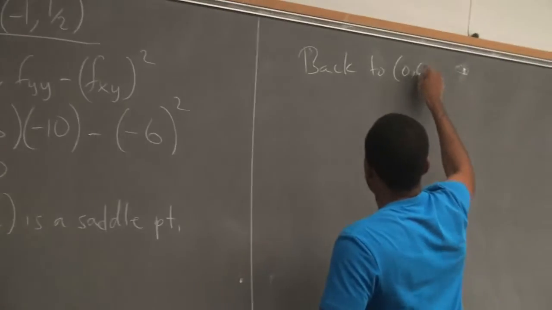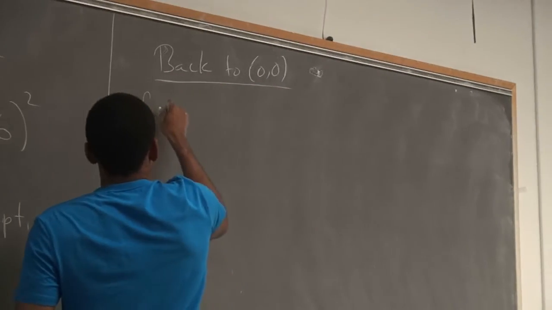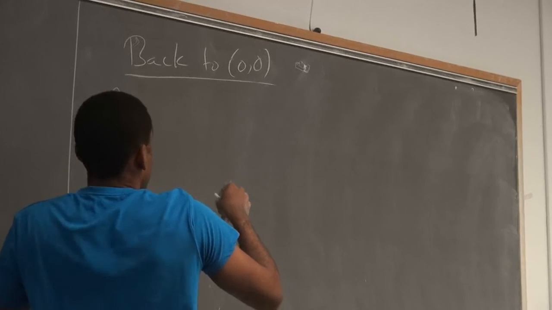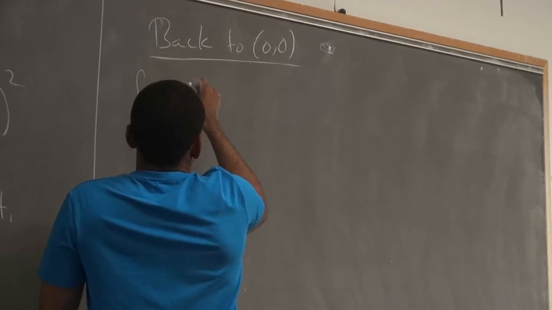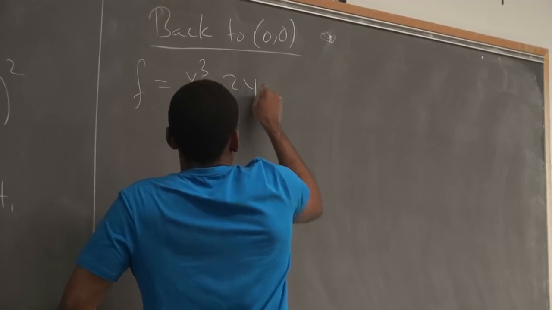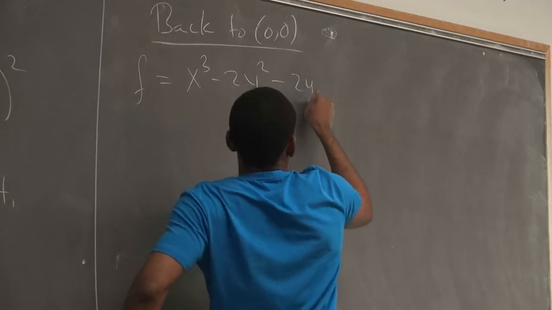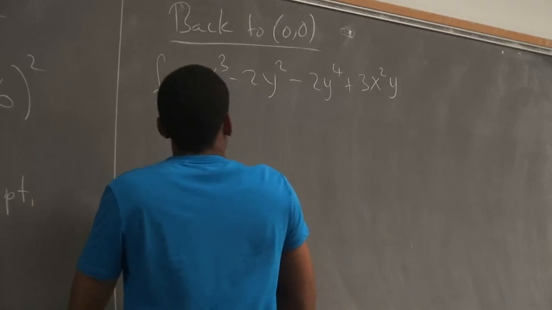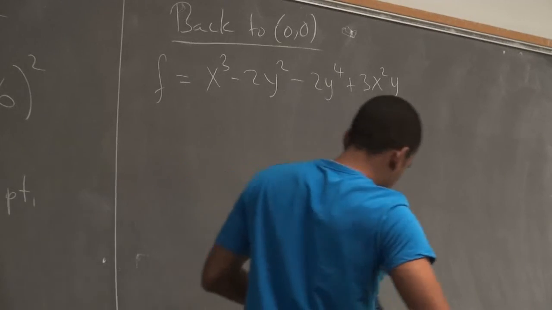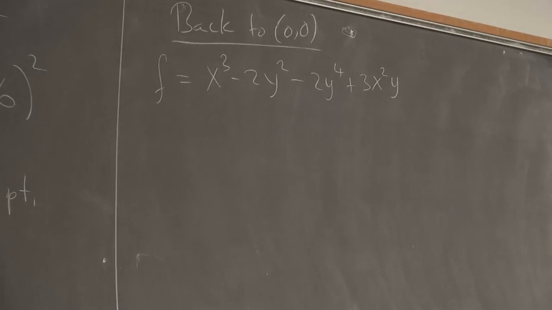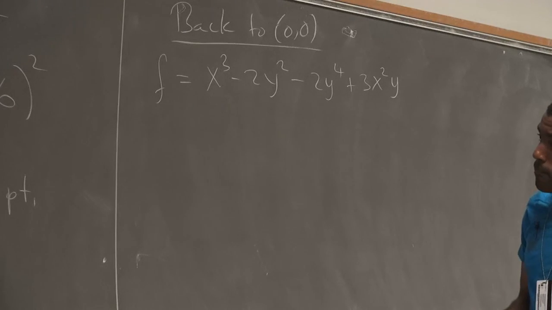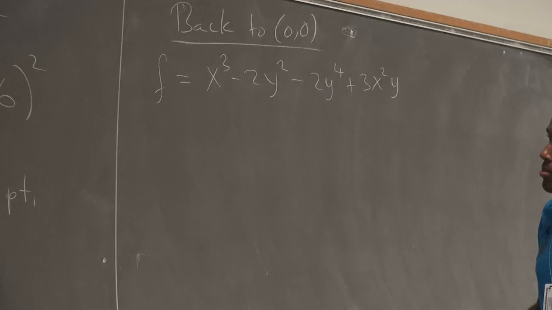Back to the origin. Said we'd come back to this. The original function was what? F equals x cubed minus 2y squared minus 2y to the 4th plus 3x squared y. Okay. How do I know what the origin is? D gave me 0, so the test was inconclusive. How do I figure it out?